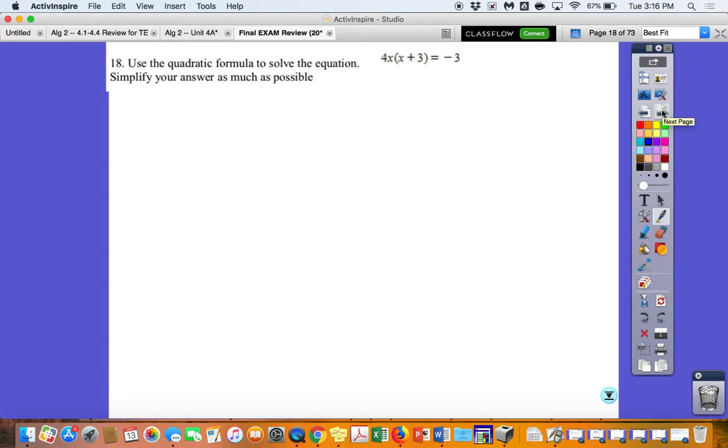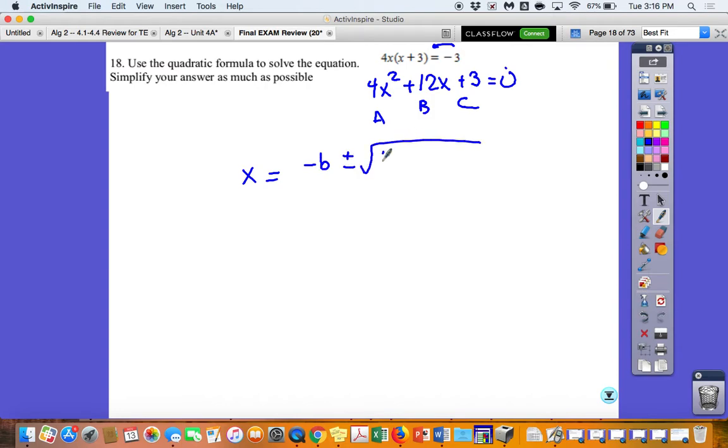Okay, use the quadratic formula to solve this equation. Simplify your answer as much as possible. Well, first of all, we've got to get it in that form I just told you about, ax squared plus bx plus c equals 0. So multiply this out, as weird as that might seem, and then take this 3 and bring it over. Okay, so now we've got a, b, c. And don't forget your quadratic formula. x is equal to negative b plus or minus the square root of b squared minus 4ac all over 2a. If you have to sing it, sing it. But put your stuff in.